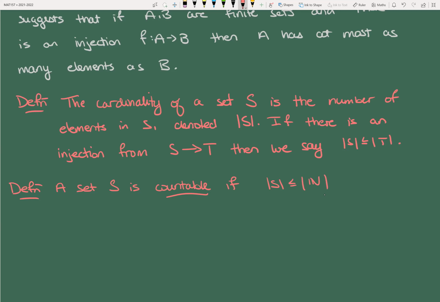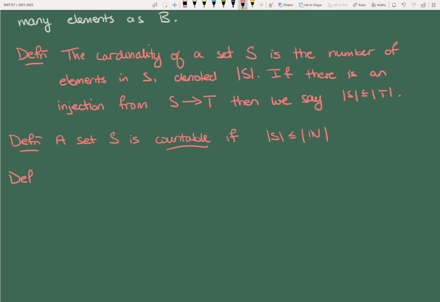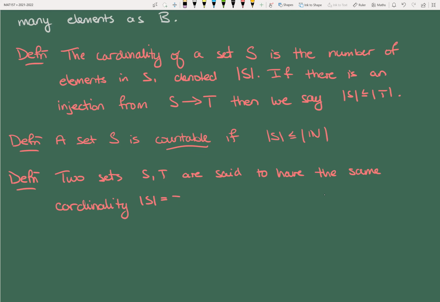And then we're also going to say, I guess I should add this in here, definition: two sets S and T are said to have the same cardinality if there is a bijection from S to T.